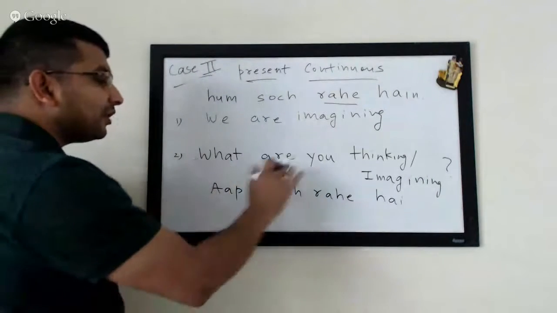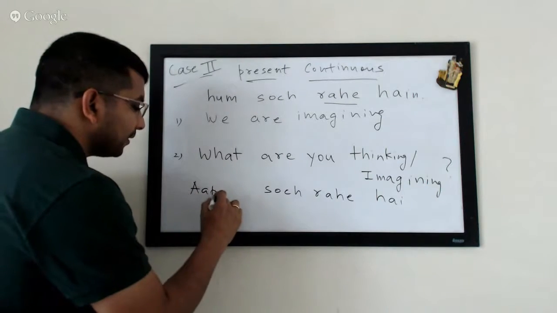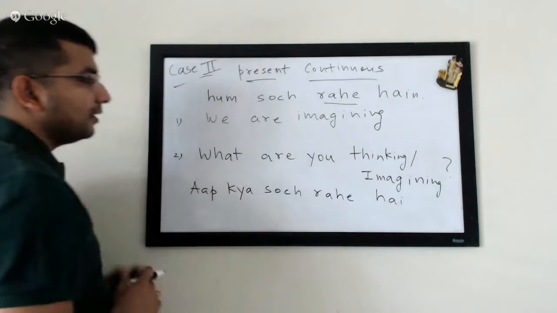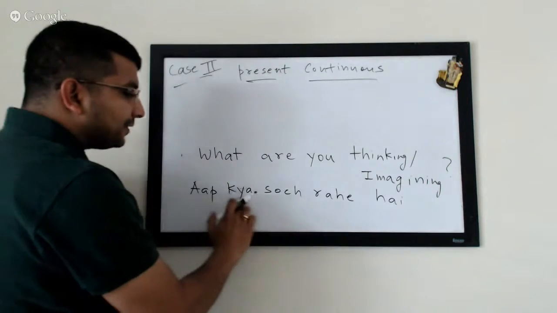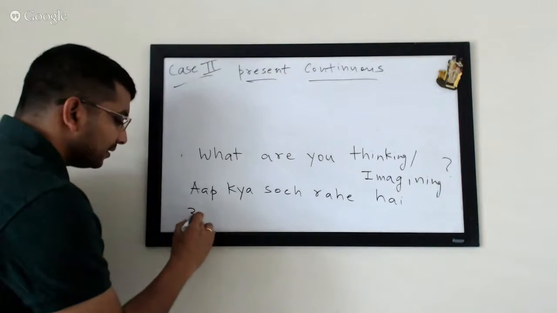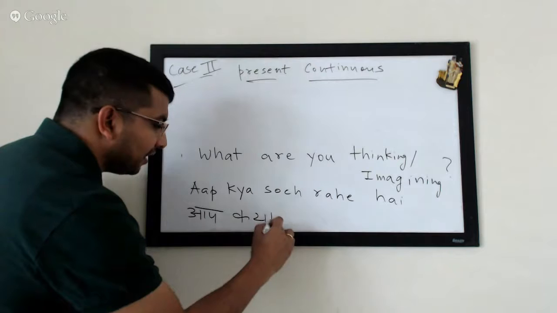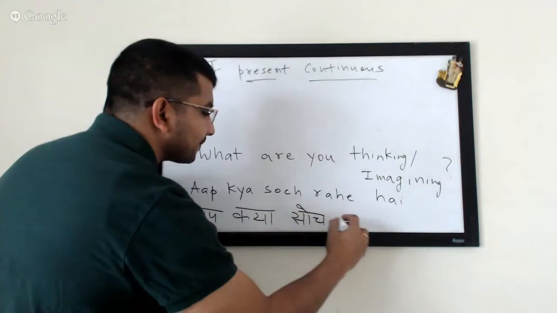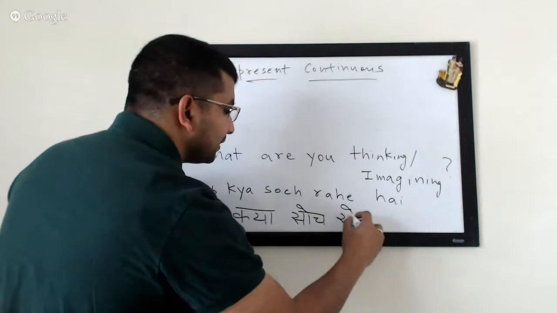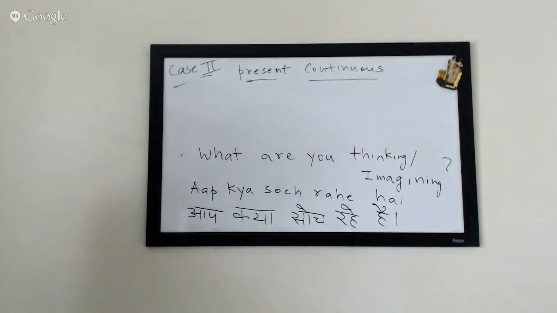Right? Now you want to say what are you thinking? Right? That would be आप क्या सोच रहे हैं. You'll write it with half ya, क्या. आप क्या सोच रहे हैं. Okay. Very good. आप क्या सोच रहे हैं.